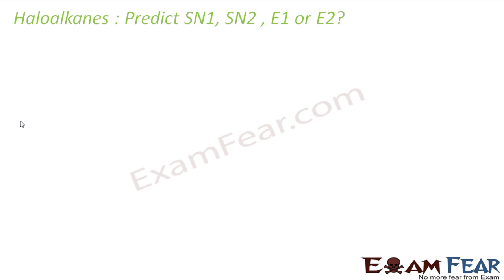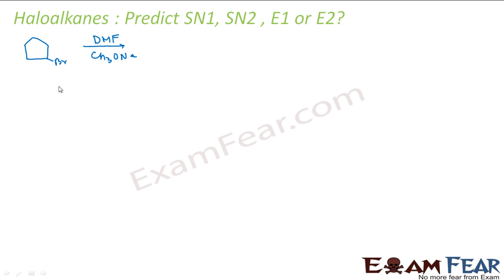Let's see these examples where we have to predict whether the reaction is SN1, SN2, E1 or E2. Let's take this reaction first. I have this compound, and I am having DMF, and I have CH3ONa. So we have to find whether it is an E1, E2, SN1 or SN2 reaction.